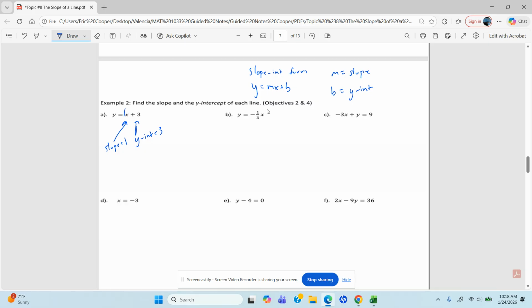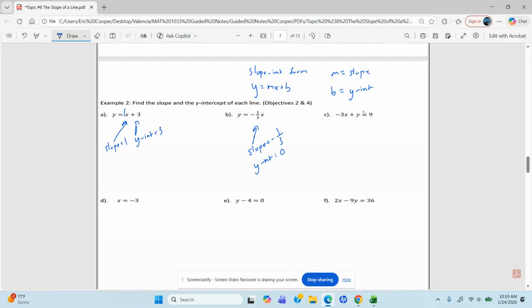For B, remember there's nothing added to it. The slope is always the one that's attached to the x. So this number right here represents the slope. The slope in this case is negative 1/3. And the y-intercept, since there's no number attached to it, is 0.